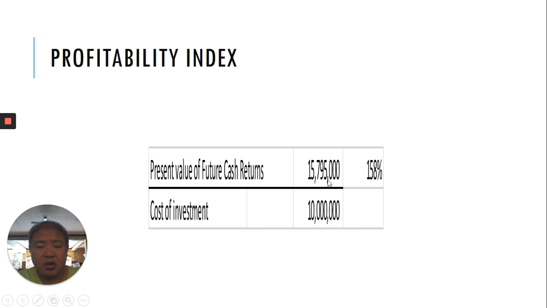So the present value of future cash flows, 15,795 divided by 10 million, that's 158%. So this is more than 1, almost 1.5. So this should be considered for acceptance by management. So far we've discussed two: that is the net present value and the profitability index.